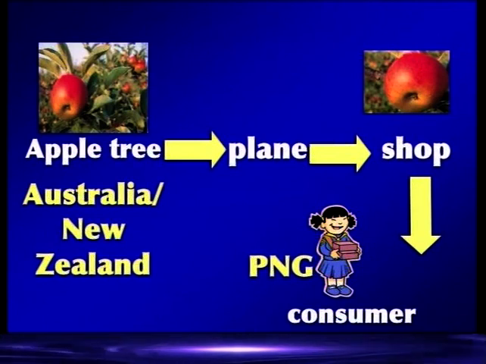Like one example, an apple tree from Australia or New Zealand. The apples are picked from the trees and then transported by air to Papua New Guinea, and then sold in the shops, where consumers buy apples from the shops. So from Australia overseas to our country, Papua New Guinea.